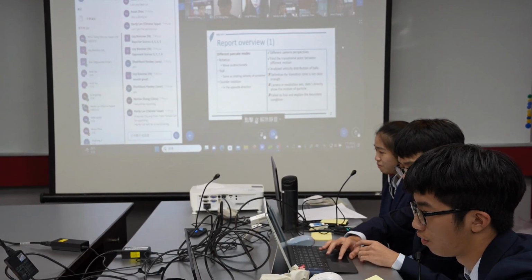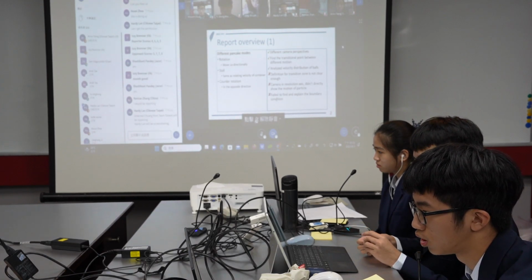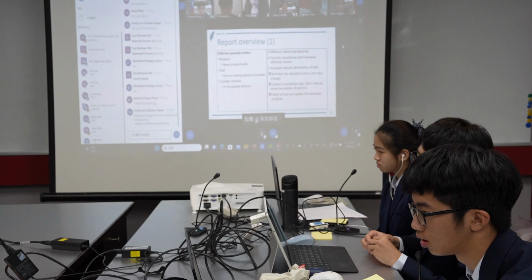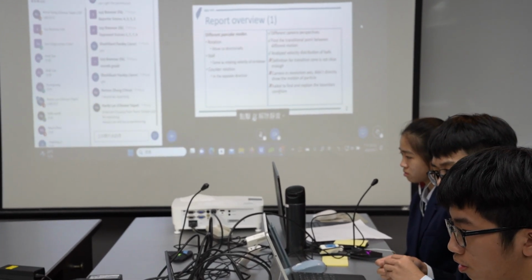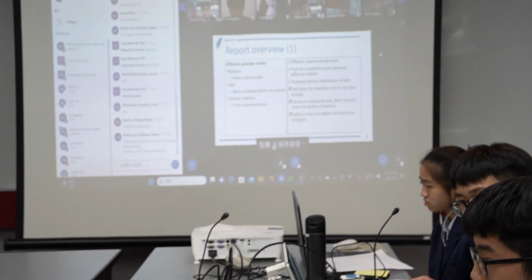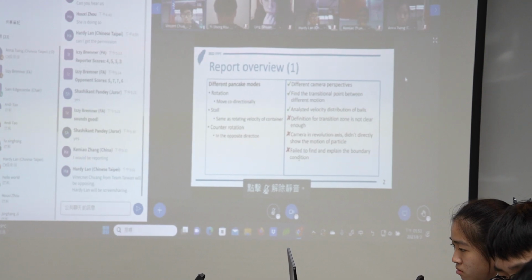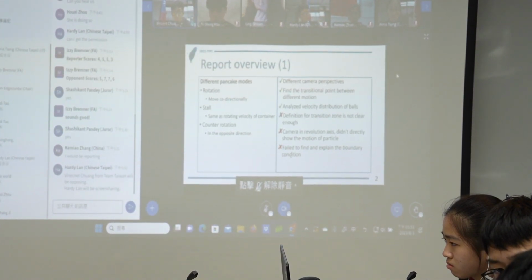Then this is the overview of the report. First of all, I believe we can organize the phenomenon shown in the report into 3 stages. About rotation, which moves co-directionally, and stall, which is the same as the rotating velocity of the container, and counter rotation, which is the main phenomenon we are going to investigate.